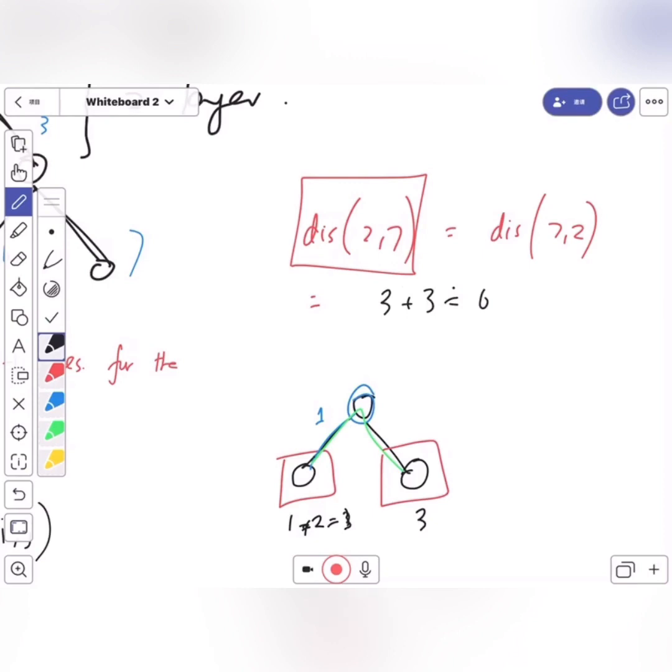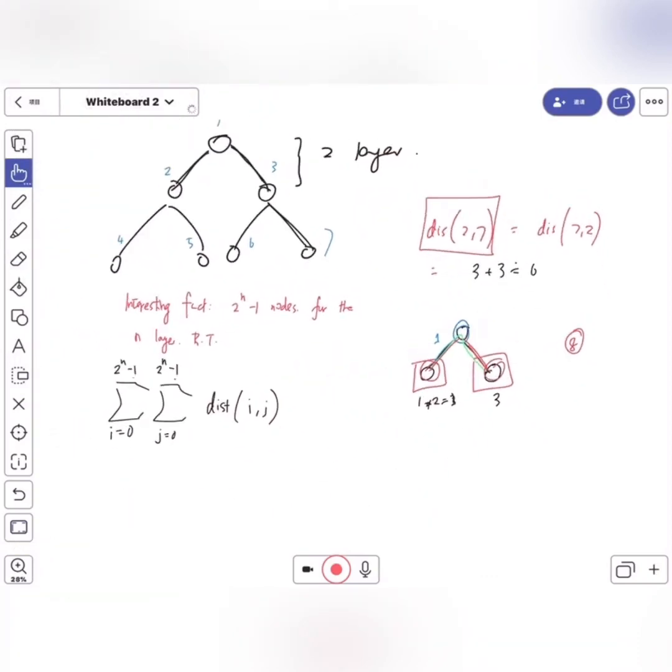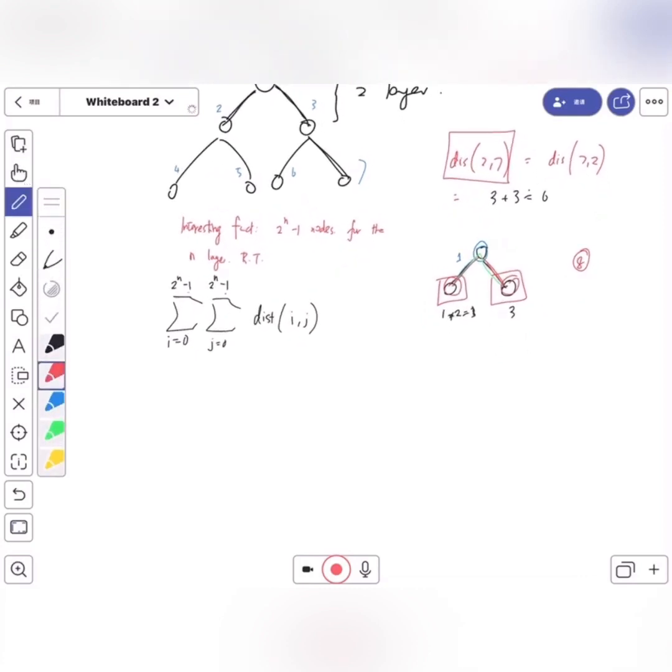What about the blue node? With the blue node, we go one step to reach this red one, and analogously one step to reach this one. So basically, the total will be 8. Okay, so we can easily find the value of the summation with a two-layer binary tree.